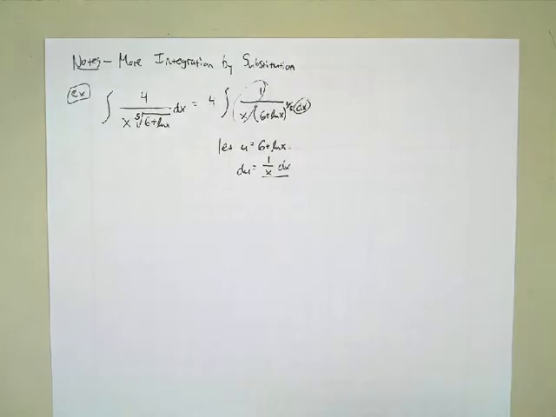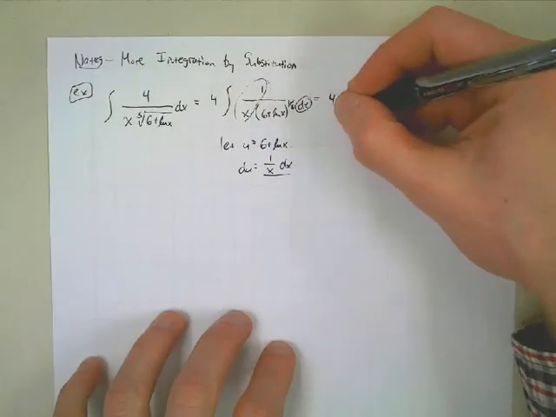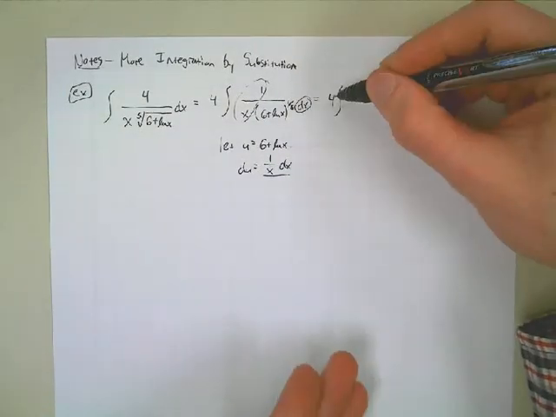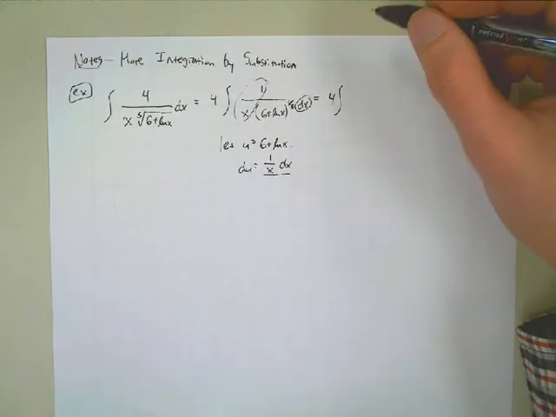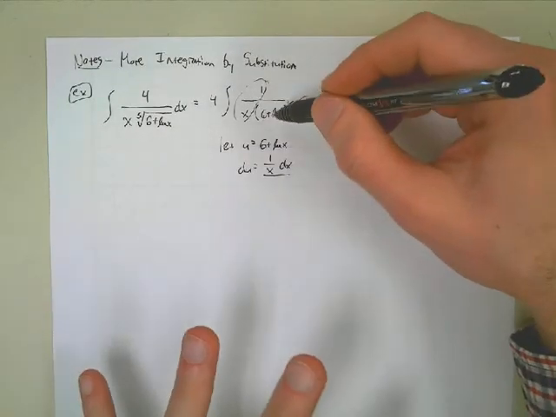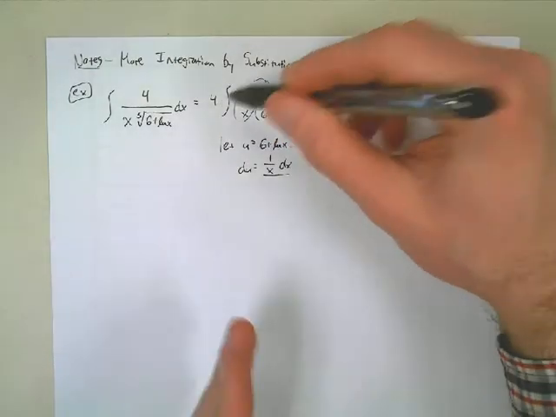So we still have 4 times the integral. Don't forget that 4. It's very easy to do, because you're doing all this hard work in the integral, and there's that 4 just hanging out over there. Don't forget the 4. Very important.